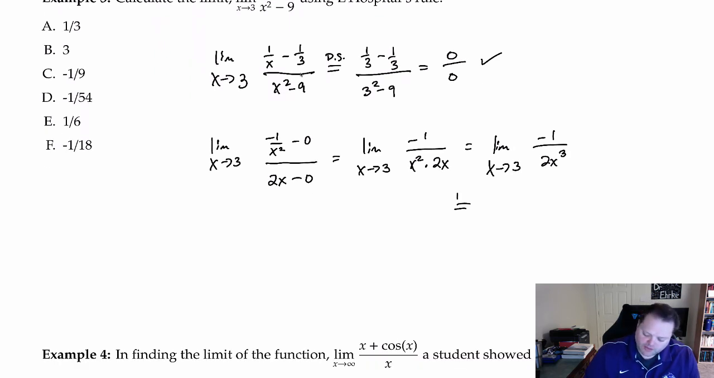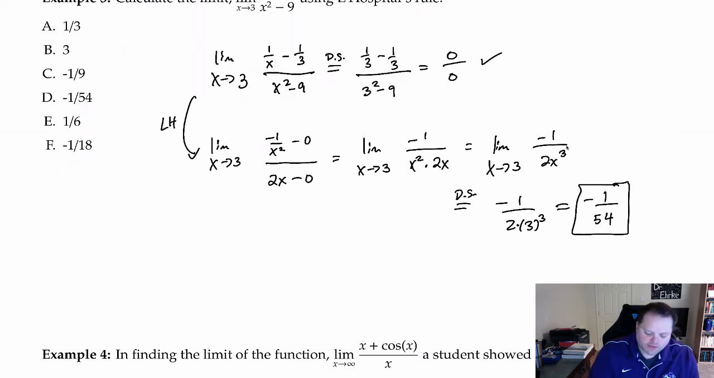If we then directly substitute in, and I should have written my LH here for L'Hopital's rule, going from here to here, I used L'Hopital's rule. And if you directly substitute in x equal to 3, you get negative 1 over 2 times 3 cubed. 3 cubed is 27. 27 times 2 is 54. So if you selected answer choice D, you have the correct answer.